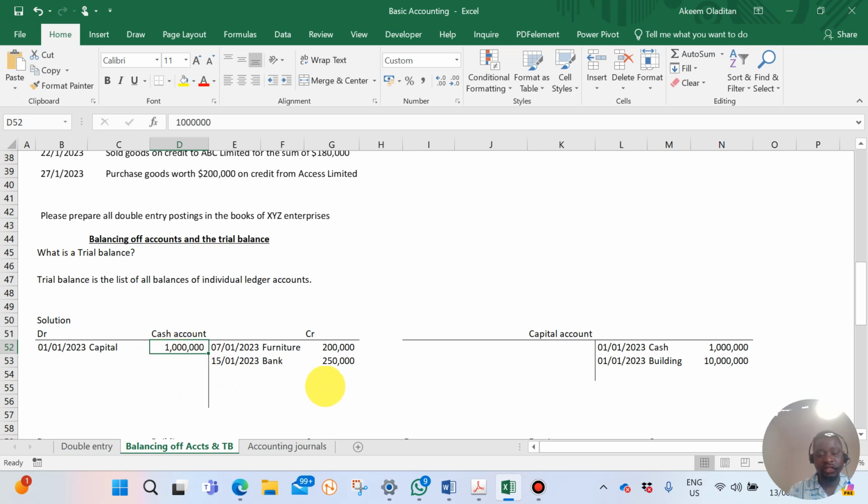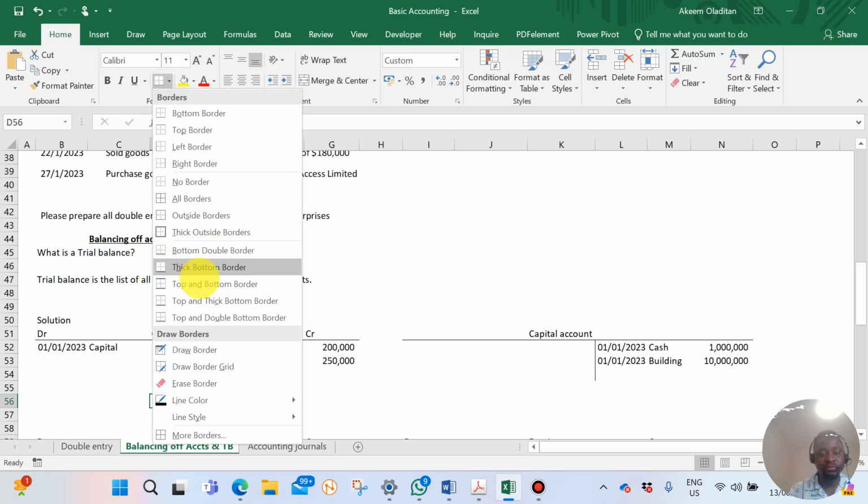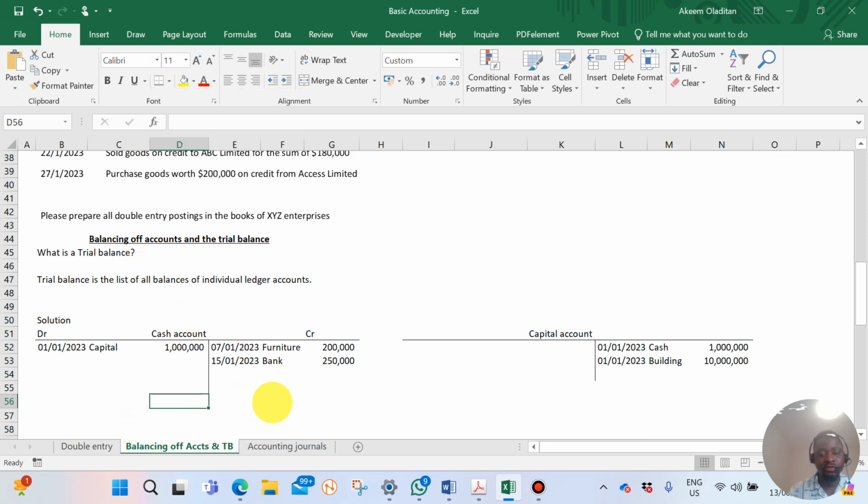$1 million, and on the credit side, when we have it together, I think it's not up to $1 million. So we can sum it and say sum. Let's use this. We use the same here. If you do a sum here, this account is 1 million.